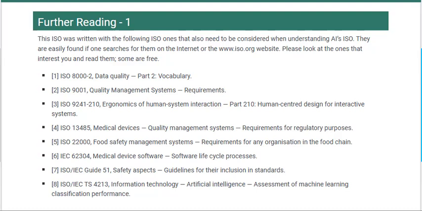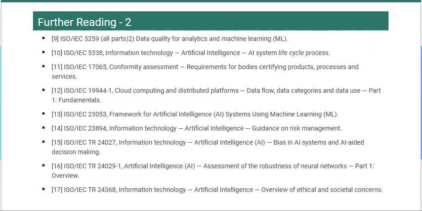8. ISO/IEC TS 4213, Information Technology, Artificial Intelligence, Assessment of Machine Learning Classification Performance. Further reading 2. 9. ISO/IEC 5259, All Parts, Data quality for analytics and machine learning, ML. 10. ISO/IEC 5338, Information Technology, Artificial Intelligence, AI System Lifecycle Process. 11. ISO/IEC 17065, Conformity Assessment, Requirements for Bodies Certifying Products, Processes and Services.